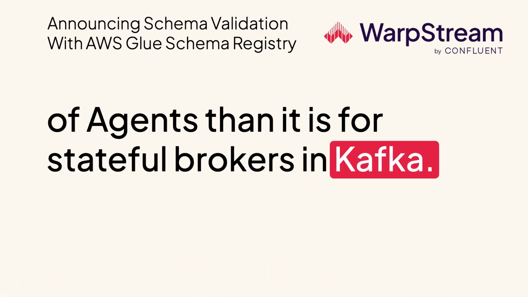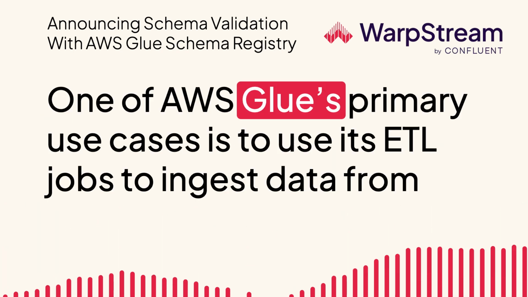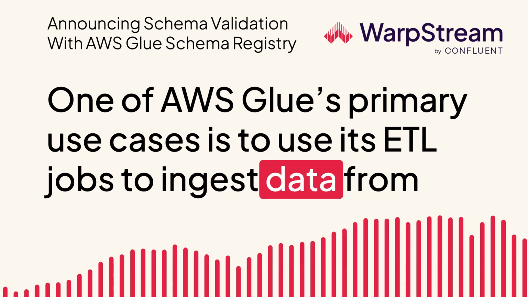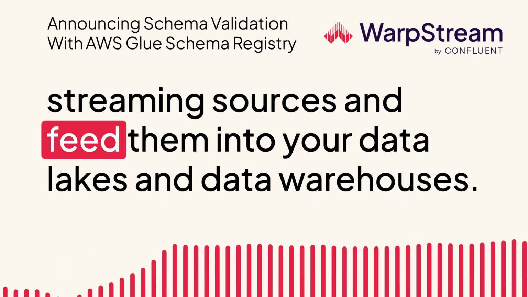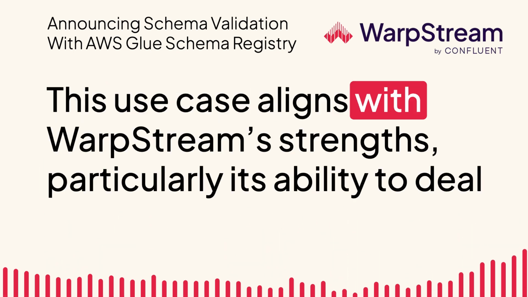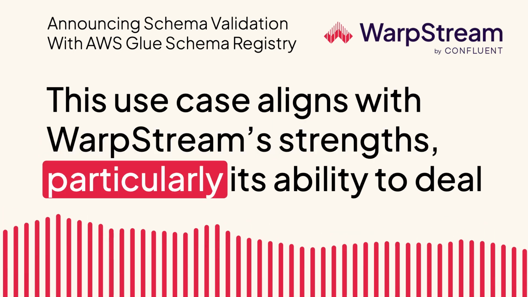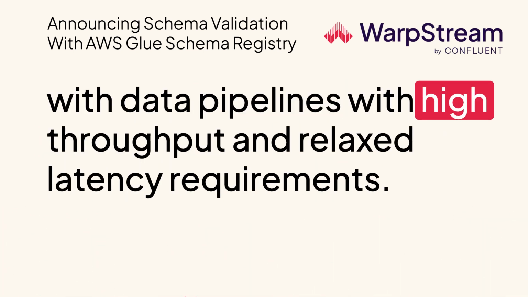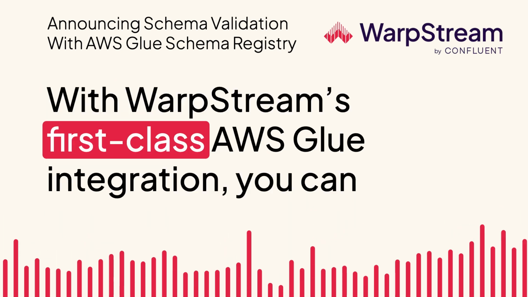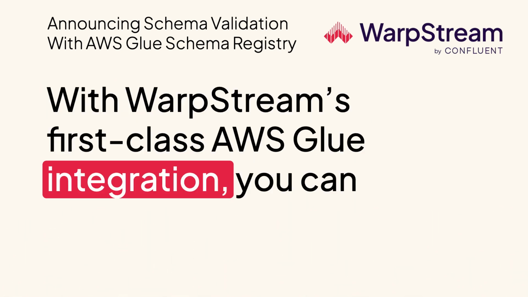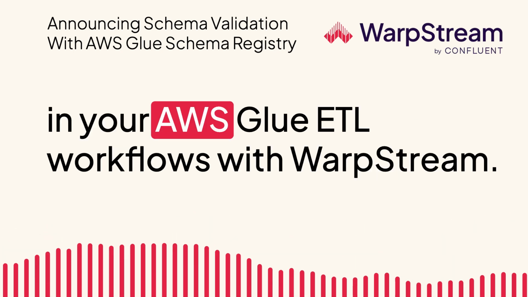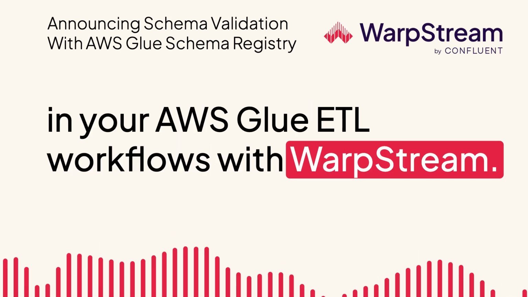stateful brokers in Kafka. One of AWS Glue's primary use cases is to use its ETL jobs to ingest data from streaming sources and feed them into your data lakes and data warehouses. This use case aligns with WarpStream's strengths, particularly its ability to deal with data pipelines with high throughput and relaxed latency requirements. With WarpStream's first-class AWS Glue integration, you can seamlessly replace any of your existing data streams in your AWS Glue ETL workflows with WarpStream.